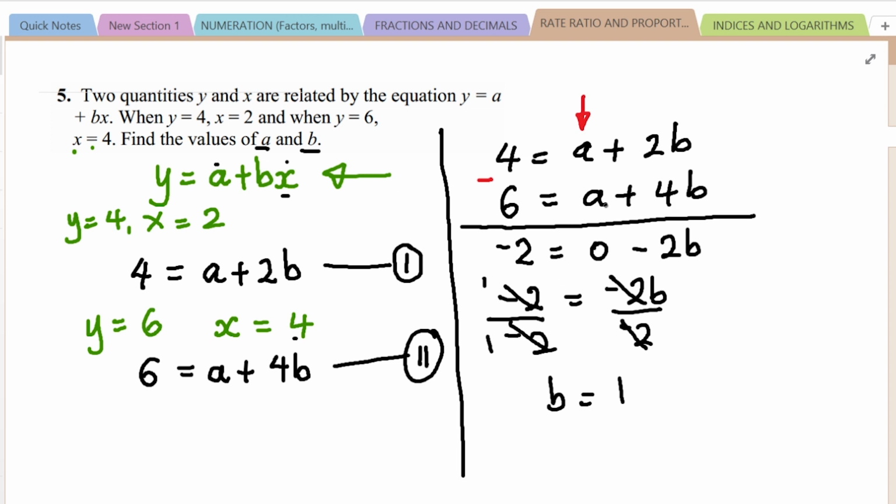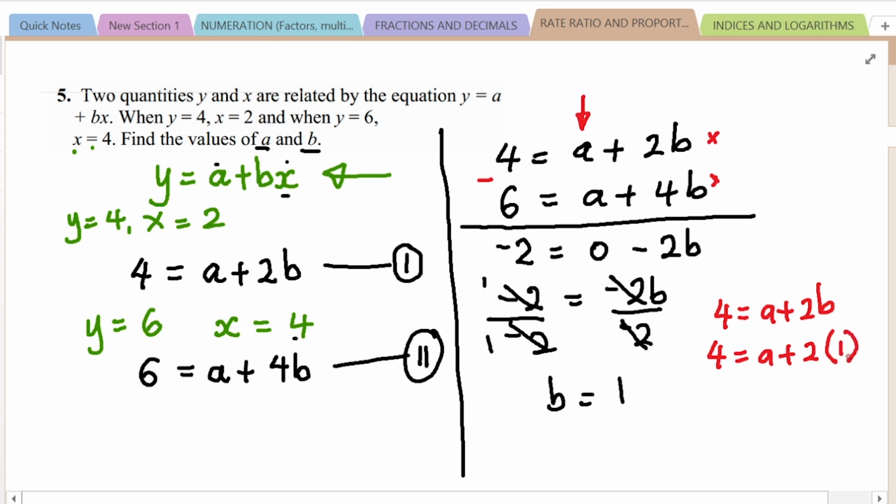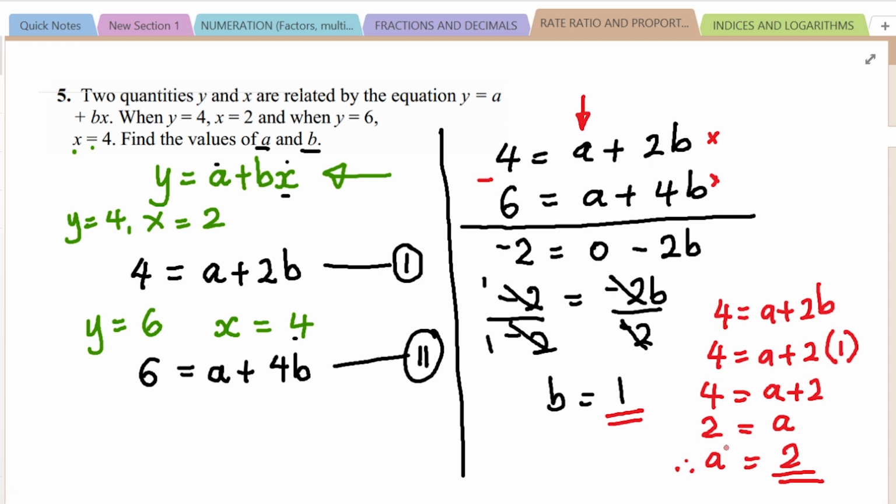After finding our value of b as 1, we can go ahead and find our value of a. We can just pick any of these equations. Let me pick the first one, which says that 4 is equal to a plus 2 times b. Now we got our value of b as 1, so it becomes 4 is equal to a plus 2, and from here our value of a is 4 minus 2, which is 2. So our value of b is 1 and our value of a is 2. These are quite free marks, quite straightforward numbers.